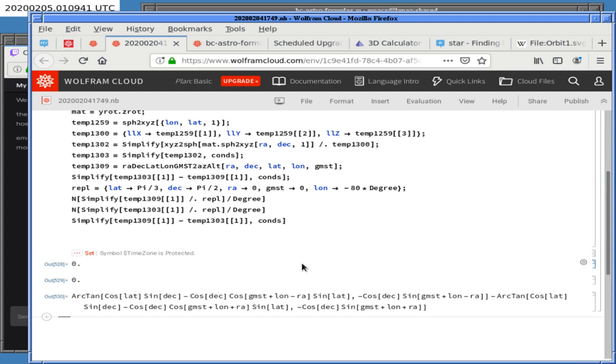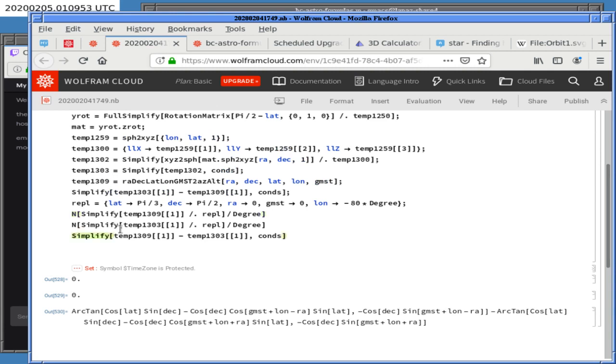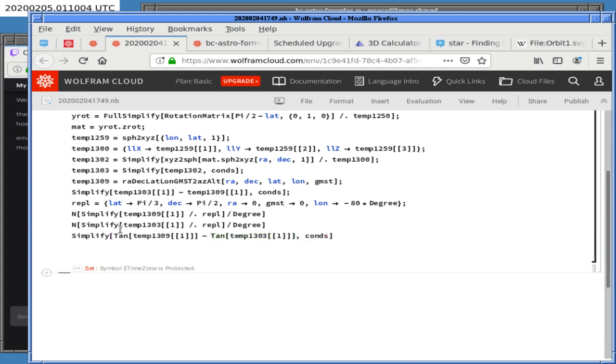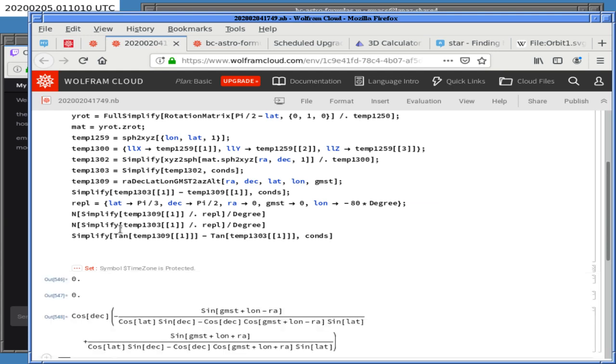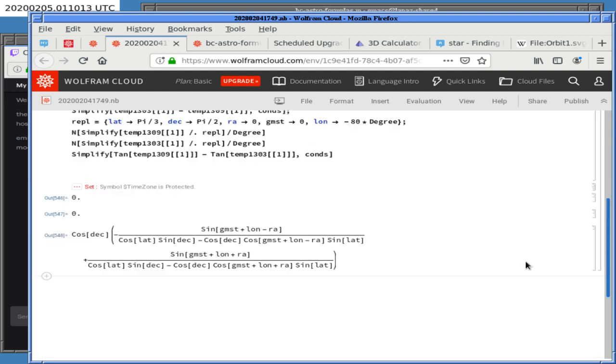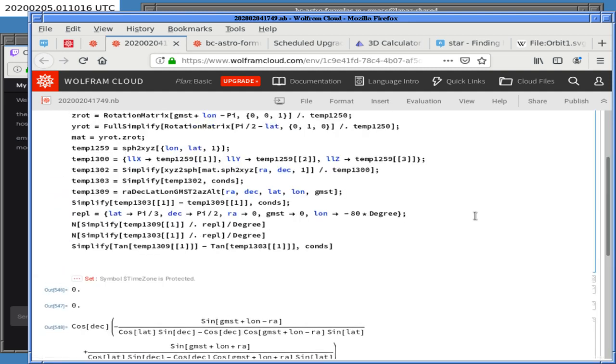Okay, so the third one, which is the one we want to equal 0, yeah, it's kind of hard. Let's see if the difference in the tangents is 0. Because it's kind of hard to read with the arctangents in there. Wow. Cosine of the declination times blah, blah, blah. Okay. So not happy.